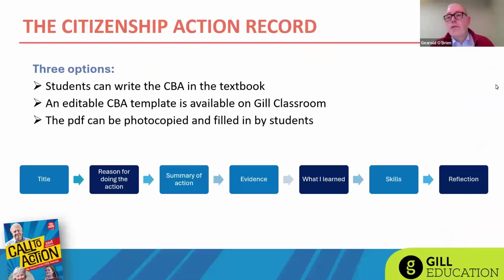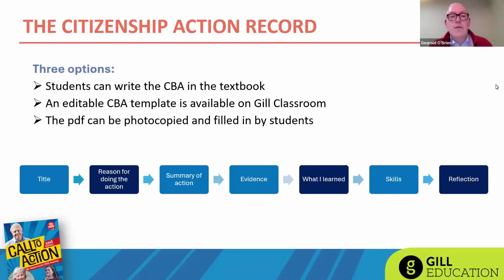I also have, same as with the first edition, allowed for 3 options. Students can write the CBA into the textbook. There's also an editable template on Google Classroom where they can type it up. And you can also download that PDF and photocopy it and give it to students to do. That tends to be the one that I do myself because it means they can continue to work with the book. But it varies. Some people prefer to keep it in the book so it's actually recorded as well.